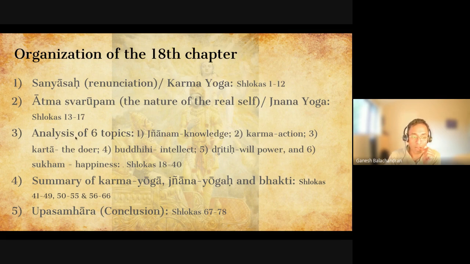And he analyzes 6 topics, because he thinks that if you know these, you know the entire Gita. Because anything has an actor, who does the actions, where the understanding takes place, all that we studied. Then he summarizes again karma yoga and jnana yoga with special emphasis on bhakti. Bhakti is not a special yoga. Bhakti covers both aspects of karma yoga and jnana yoga. And finally, we are in the upasamhara, or the concluding portion.